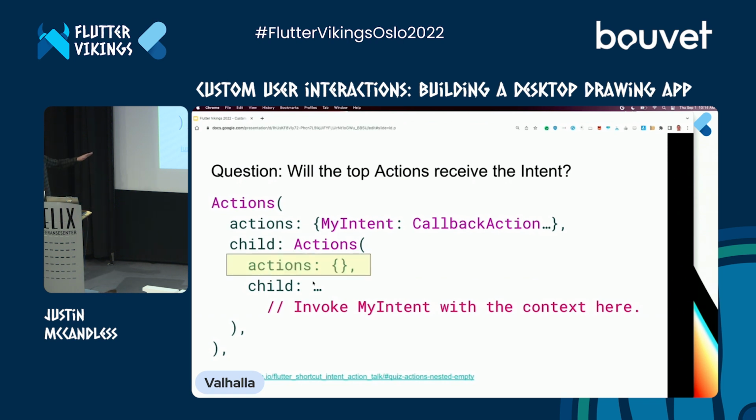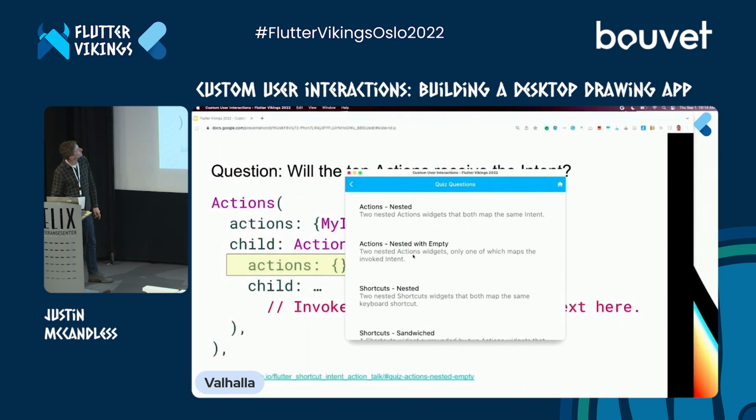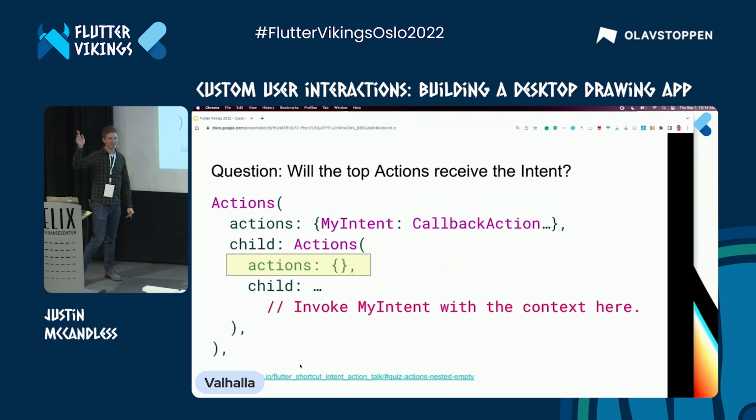Now it's basically the same exact setup, except that the lower actions widget does not map our intent. So we're invoking my intent, and this is an empty map. It's not mapping it. So the question is, will the top actions receive the intent or not? Will it be blocked by the lower actions? I'll give you a second to think while I bring up that again. Okay. All right, so who says that the actions will receive the intent? By raise of hands. All right, and who says that it will not receive it? All right, let's try it out.